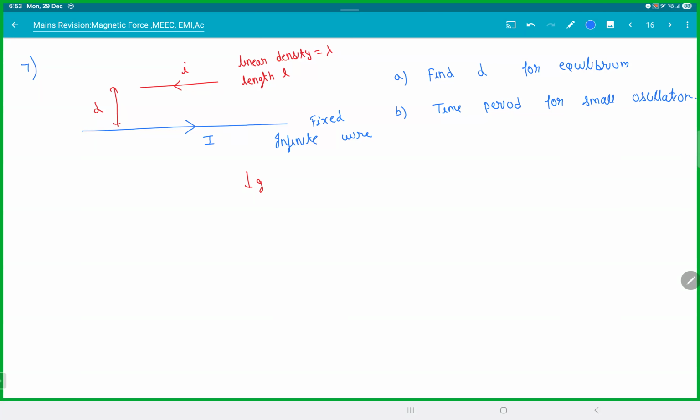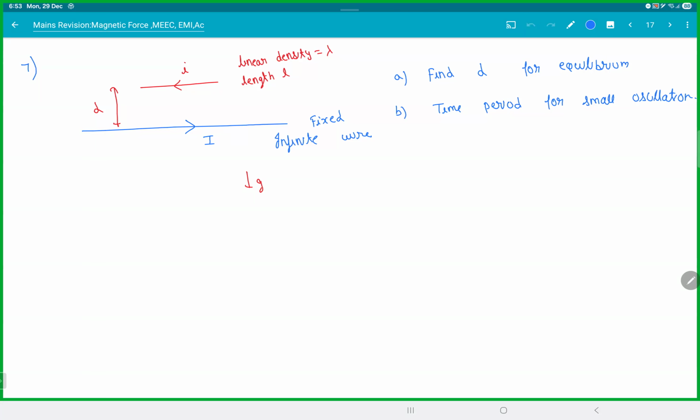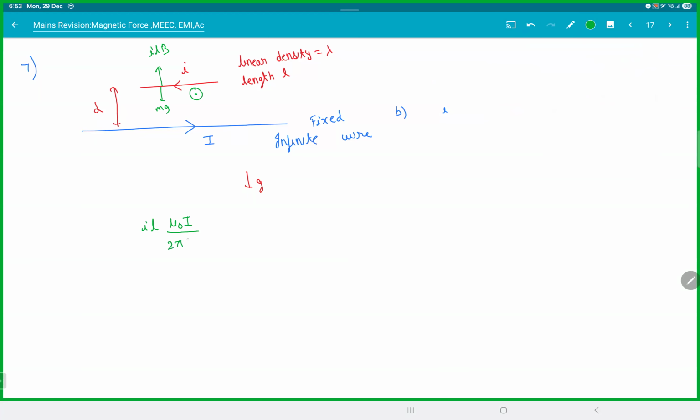Let's see. So if you look at the magnetic field here, due to this guy, it will be out of the plane. So that is I dl cross B. So this will be ILB and this is your mg. So ILB will be mu naught capital I by 2 pi d. This will be mg, where m is nothing but lambda L g. From here, you get the d value.